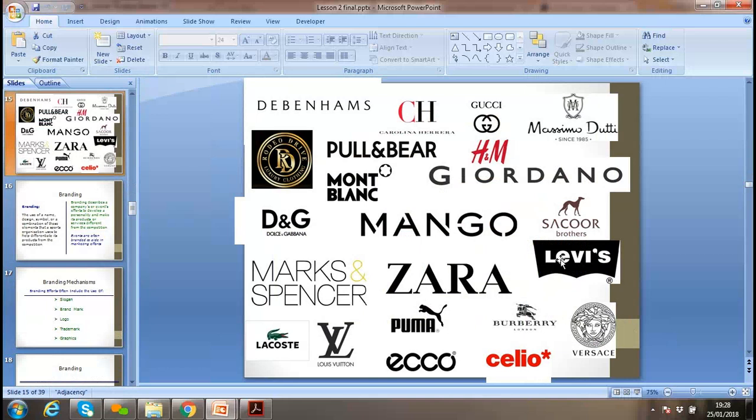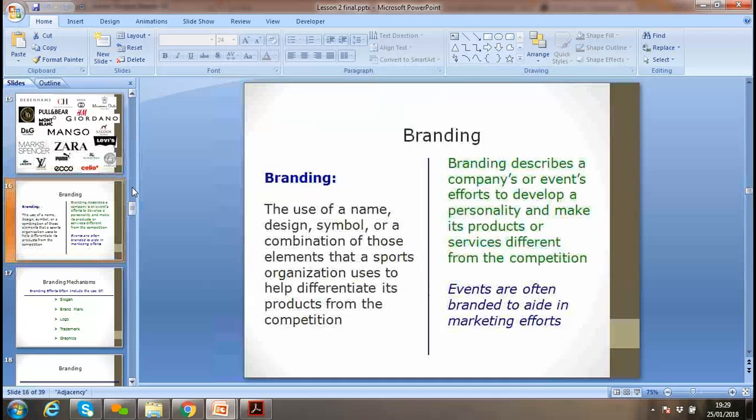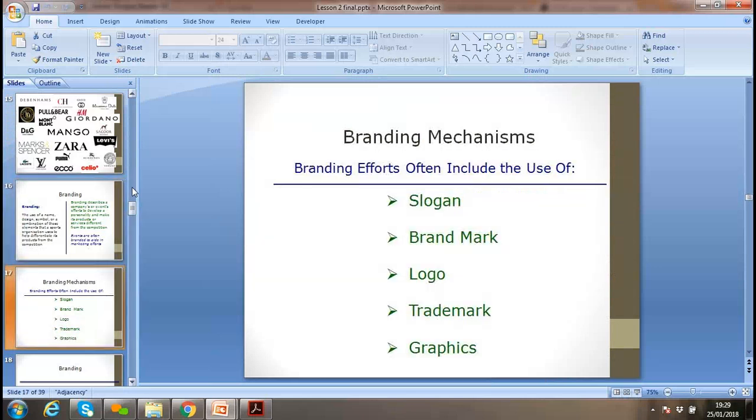Good. Next, quite good to know, is branding. Branding is very important for a marketing plan and marketing strategy to achieve the objectives of the organization. So we need to look at brands. Are we aware of some brands? Yes, of course. These brands are quite popular. Branding is the use of a name, symbol, design, or a combination of these, which we call a brand. Every brand has its own goodwill as well. A brand could be a slogan, brand mark, logo, trademark, or graphic. We can treat it as a brand.